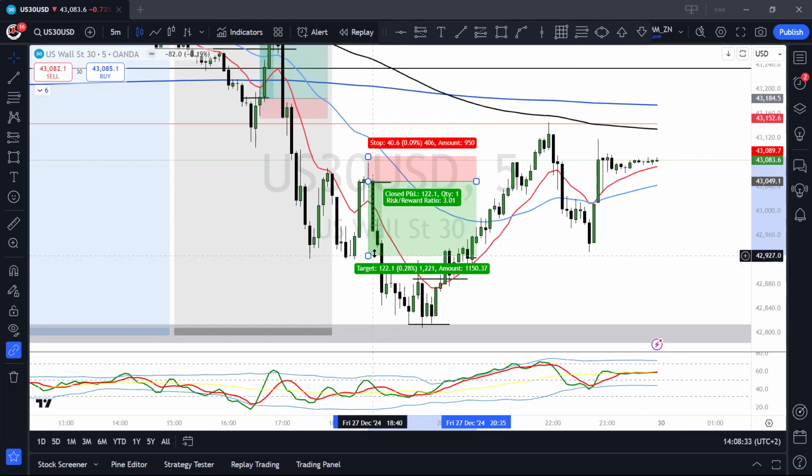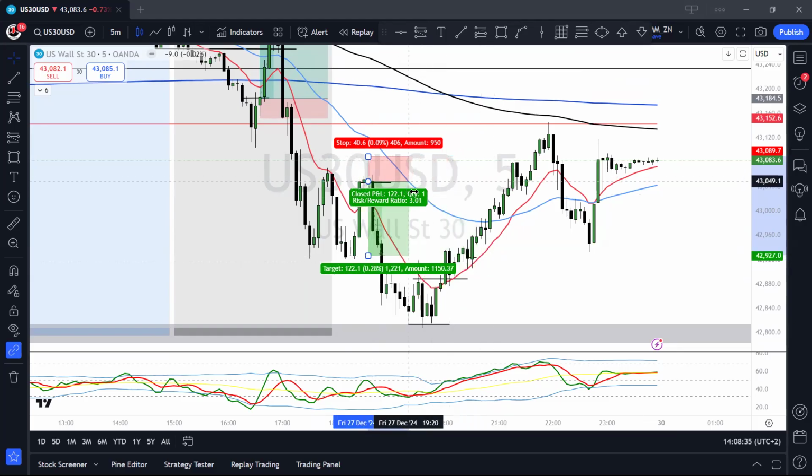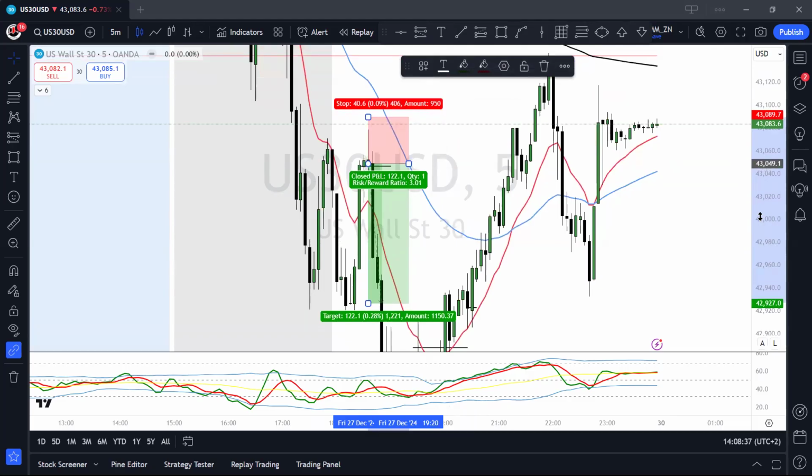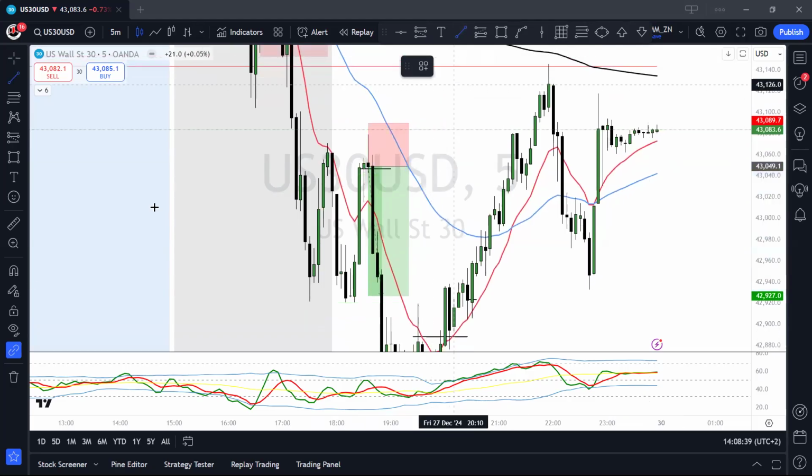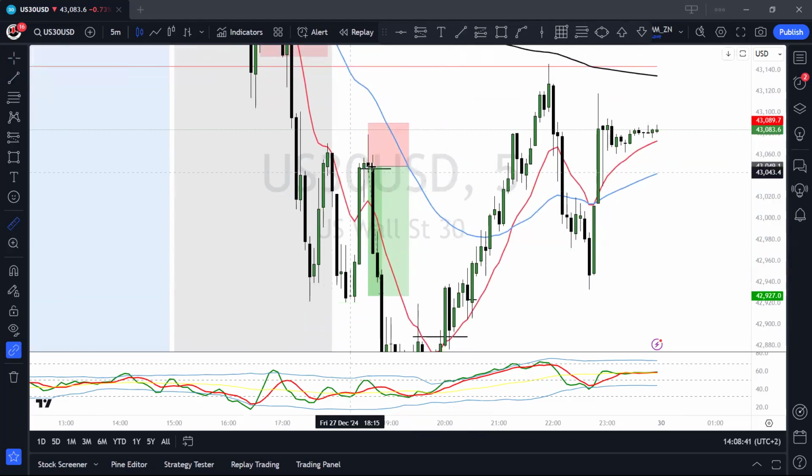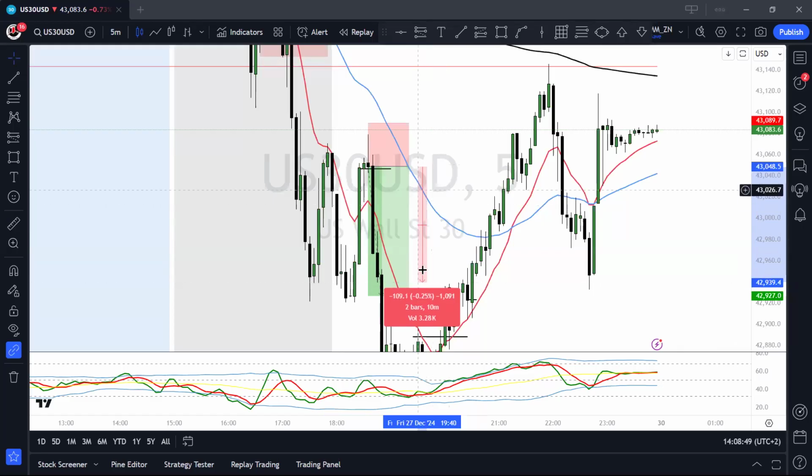So again, part of trade management, our entries, it's either you're going to go for a 1 to 3 risk to reward ratio, or you're going to go for 100 points. Anything above that is just a bonus. So our 100 points is right here. So the setup is perfect as it is.